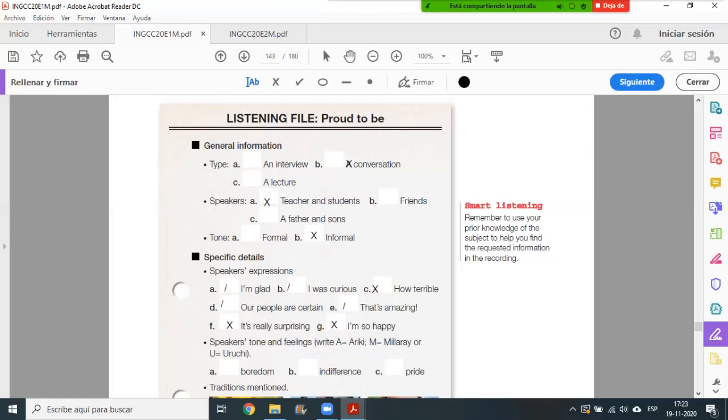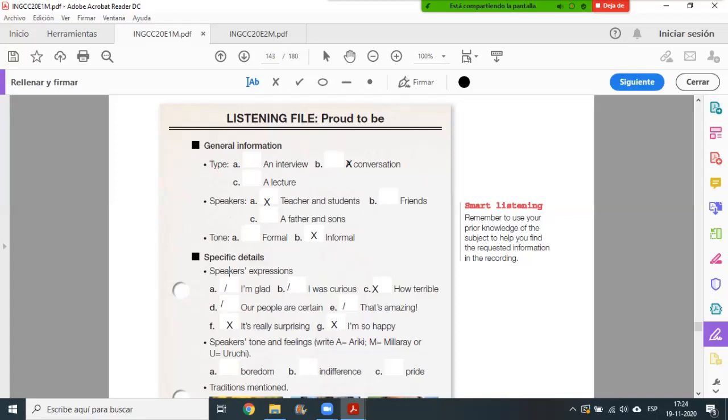What does the speaker speak? The speakers were A, teacher and students, B, friends, C, a father and sons. Un padre y sus hijos, amigos o profesor y estudiantes. This was right. Letter A, teacher and students. Okay. Then tone. El tono, ¿cómo era? A, formal, B, informal. It was informal. Okay, so we are checking the listening from the last class.